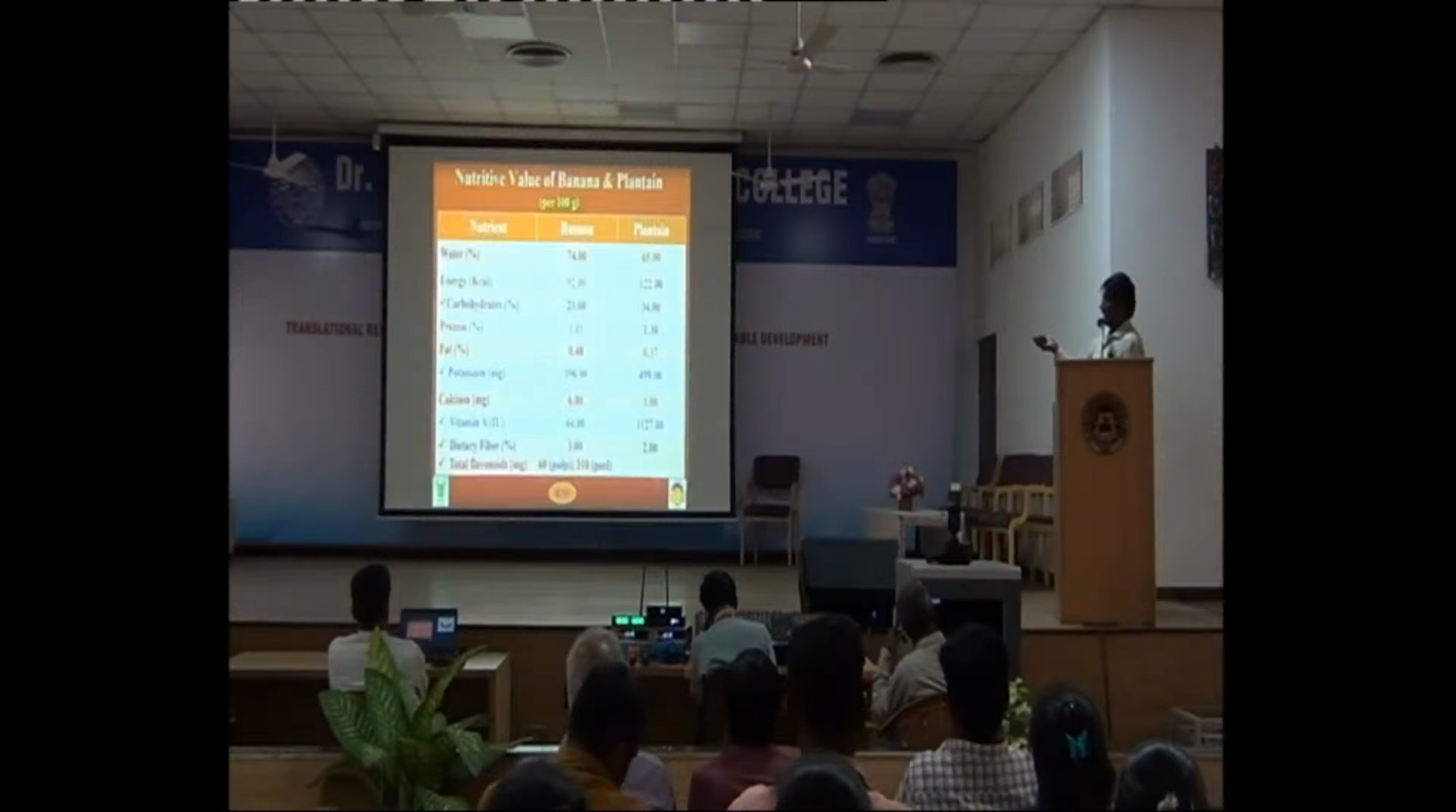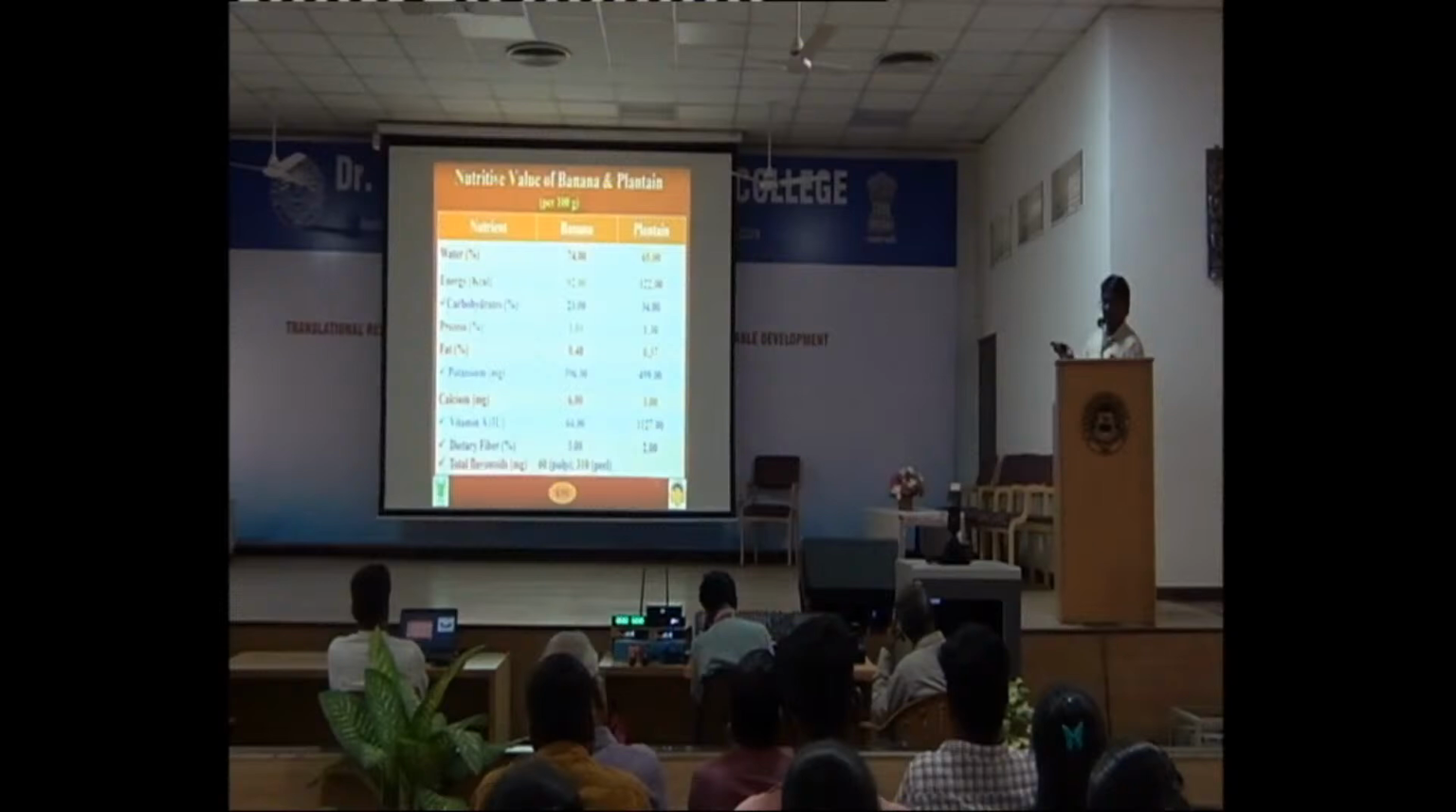Apart from that, banana is a very good source of potassium. It contains around 450 milligrams per 100 gram edible portion. Potassium is very good for brain cell development of children. Besides, banana is a very good mood enhancer. It converts tryptophan into serotonin. It is a mood enhancer, a happiness inducer. If you continuously take banana, people will even quit smoking. So like that, it has a lot of properties.